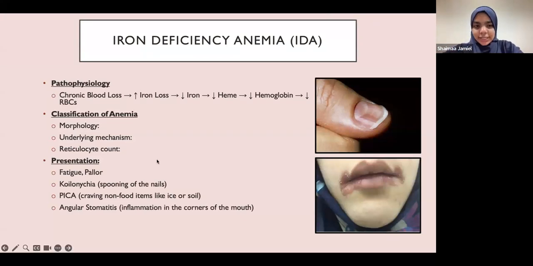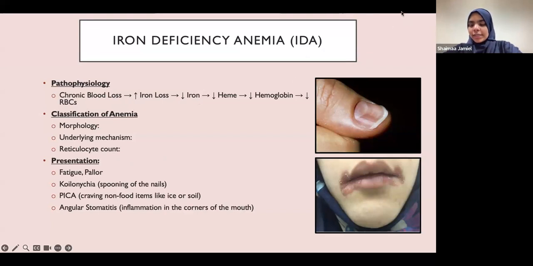So iron deficiency anemia. The pathophysiology of iron deficiency anemia is usually chronic blood loss, but sometimes for some reason you're not able to absorb the iron, maybe dietary, but you have less iron in your blood, okay? So in chronic blood loss, it's because you're losing more iron.